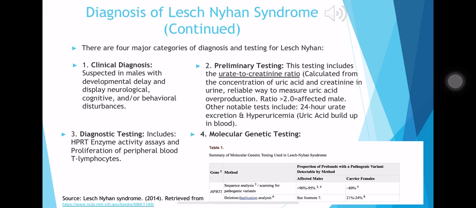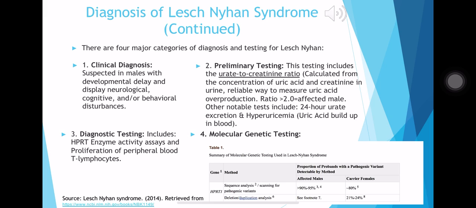When it comes to diagnosing Lesch-Nyhan syndrome, you'll note that there are 4 major categories of testing and diagnosis processes that occur. The first one is a clinical diagnosis. This comes from the initial physical exam when observing the patient. It is oftentimes suspected in males that display developmental delay and have neurological, cognitive, or behavioral disturbances. A telltale sign of Lesch-Nyhan syndrome is the behavioral disturbance of the impulse to chew on nails, meaning males oftentimes will continuously chew on their nails with the inability to control the habit.